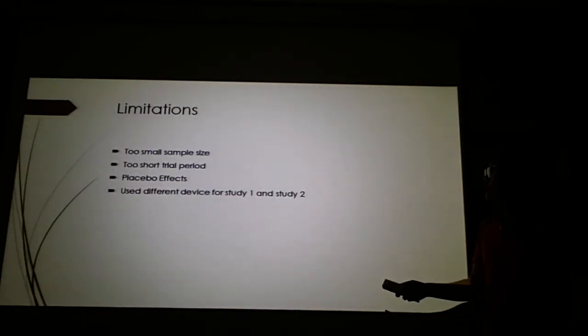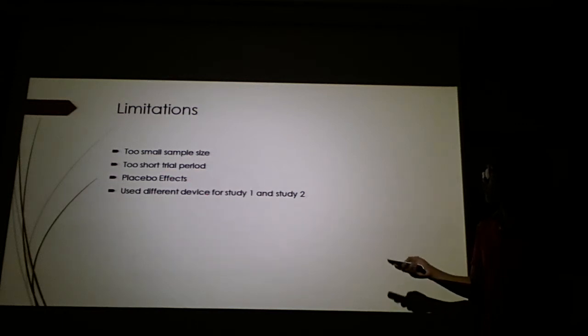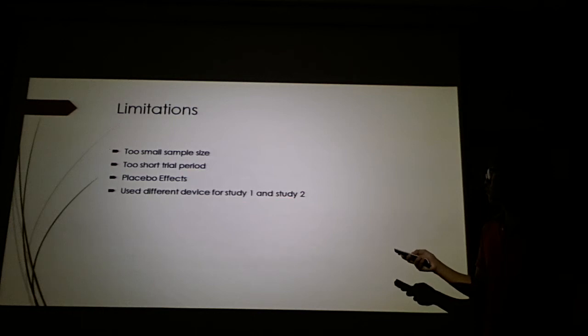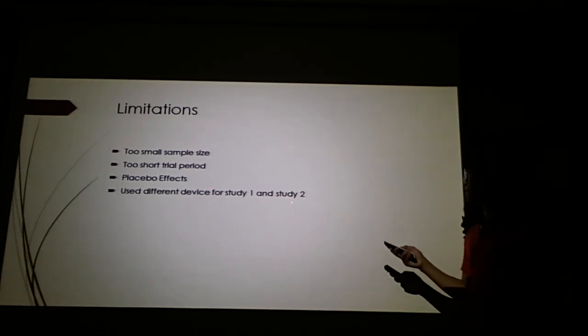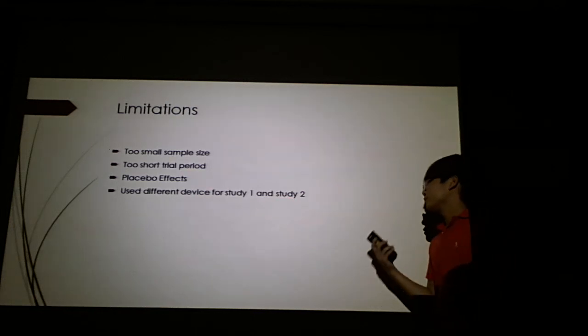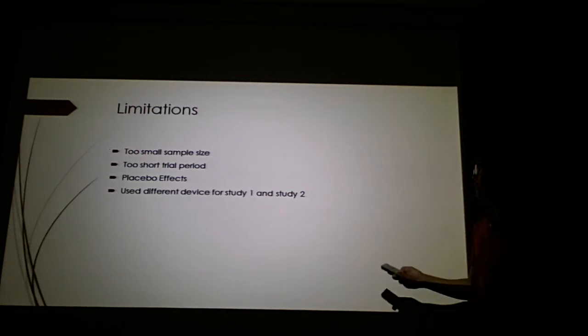But there were limitations on the HAM-D scale, too: too small a sample size, only 37 samples, too short a trial period. We did it for only 2 weeks. And placebo effects, people might think they are TVNS even though they aren't actually. And we used different devices for study 1 and study 2. Study 1 we used NET 2000 and study 2 we used NET 1000. Even a little, it might make an error.